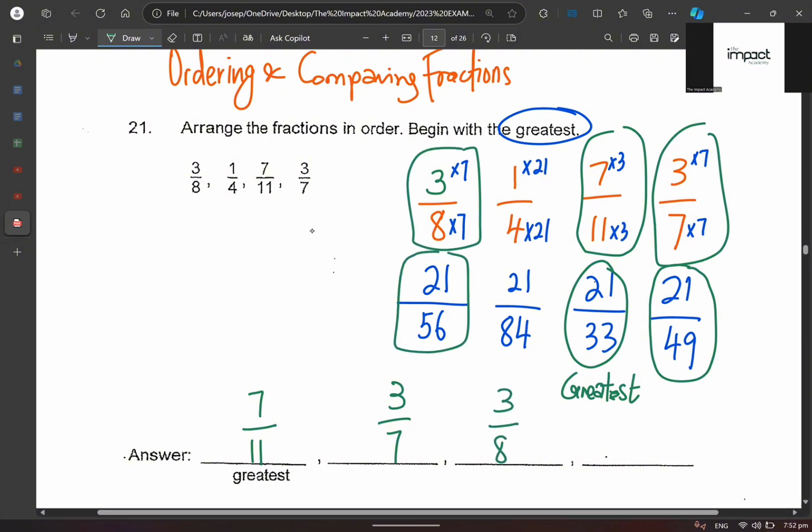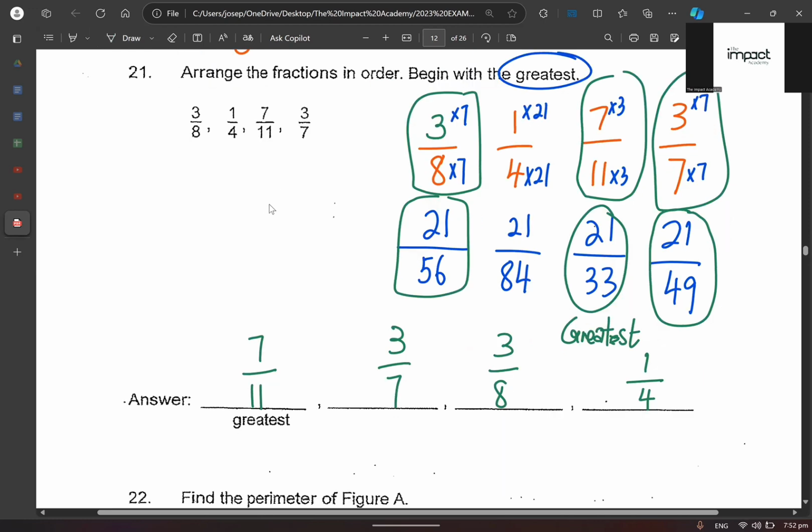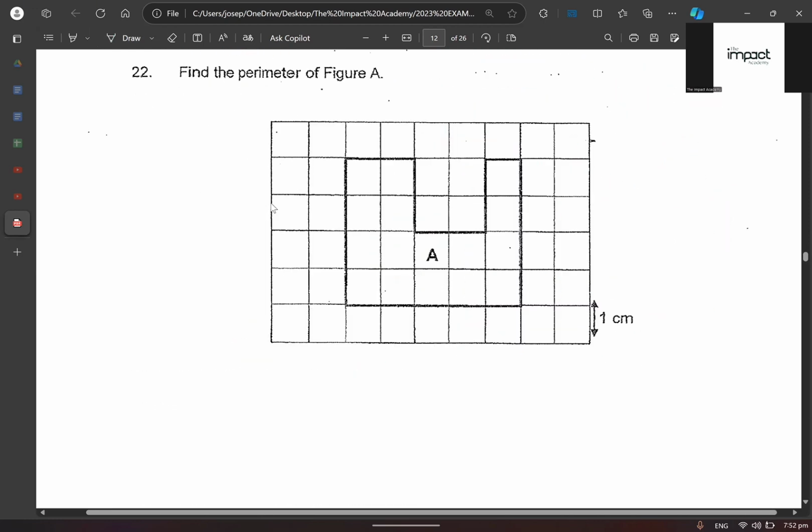Okay, and then finally, the smallest one will be 21 over 84, but we do not write 21 over 84. We write 1 over 4. Okay, and you are correct. Very good. But I need to see my processes. Do you understand or don't understand? Let's move on to the next one.